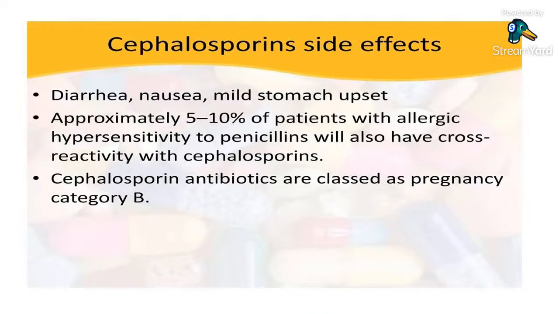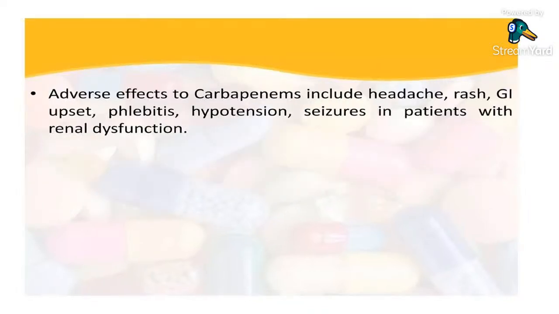Cephalosporin side effects include diarrhea, nausea, and mild stomach upset. Approximately 5 to 10% of patients with an allergic hypersensitivity to penicillin will also have a cross-reaction to a cephalosporin. Cephalosporin antibiotics are classed as pregnancy category B. Adverse effects of a cephalosporin include headache, rash, GI upset, phlebitis, hypertension, and seizures in a patient with renal dysfunction.